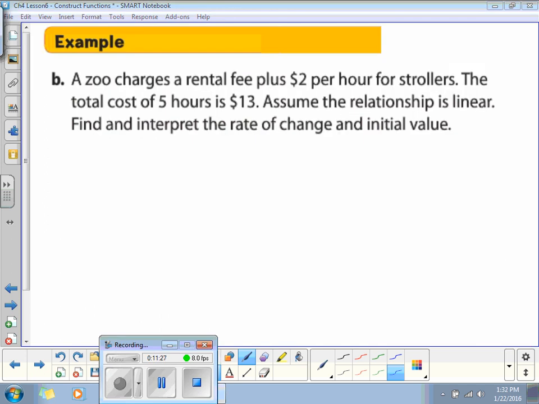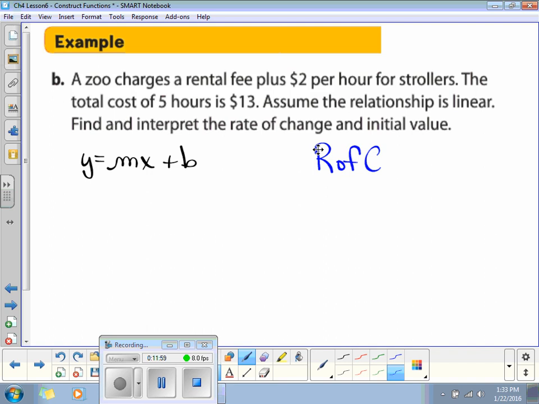The next example. A zoo charges a rental fee plus $2 per hour for strollers. The total cost of 5 hours is $13. Assume the relationship is linear. We want to find and interpret the rate of change and the initial value. All right, so the first thing we're going to look for is the rate of change, R of C. Now, I don't have a delta y or delta x here, but do you see in the words where the rate of change is? $2 per hour is our rate of change. Okay? So the rate of change is $2 per hour.